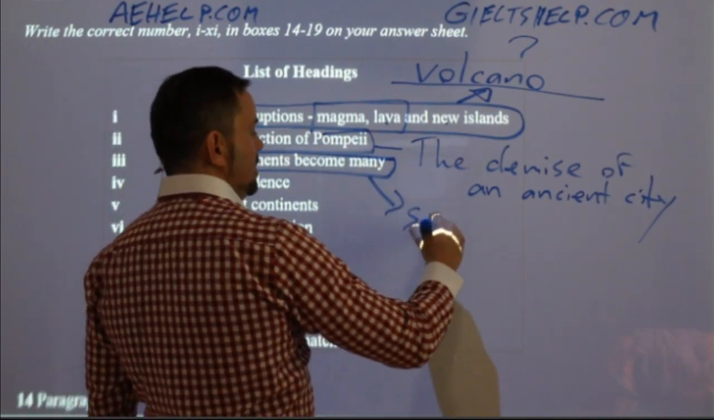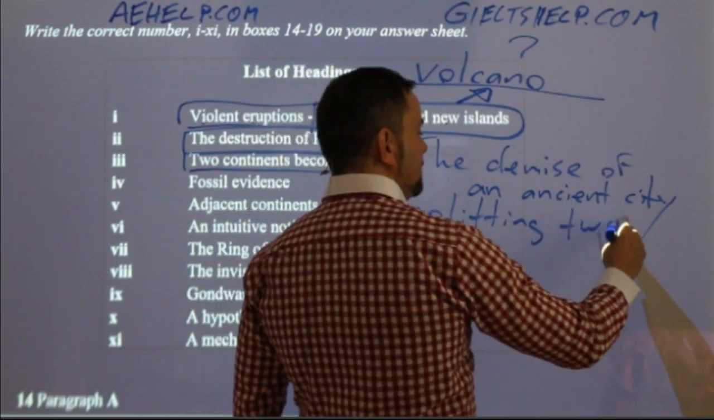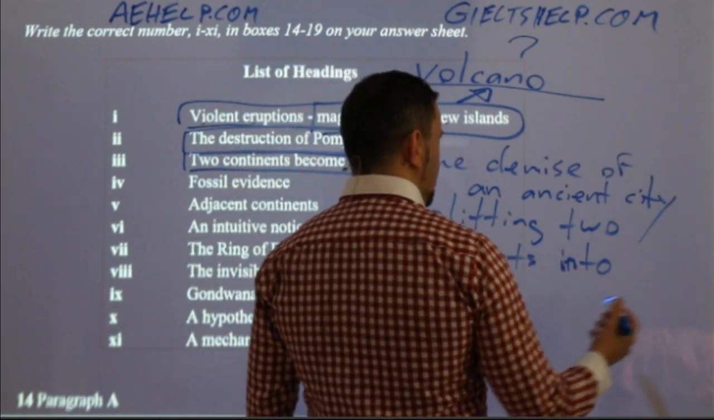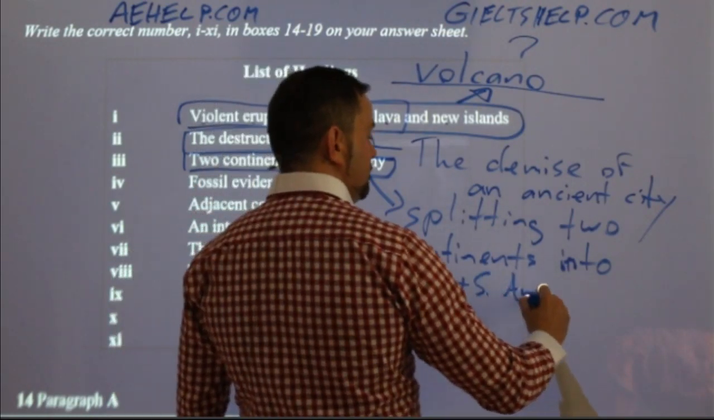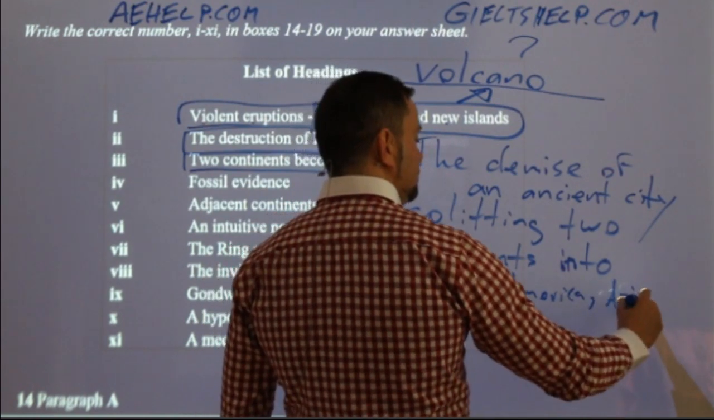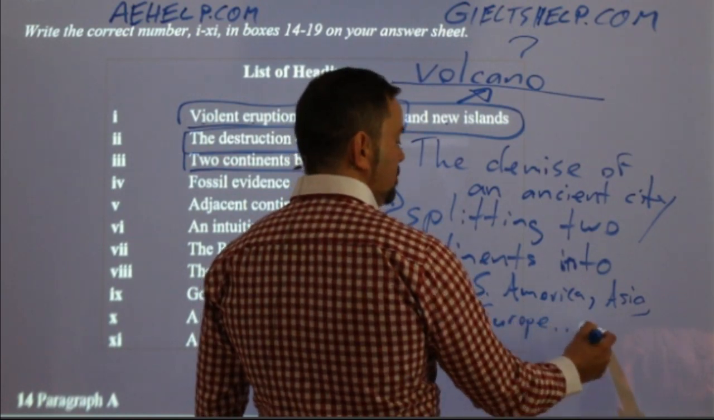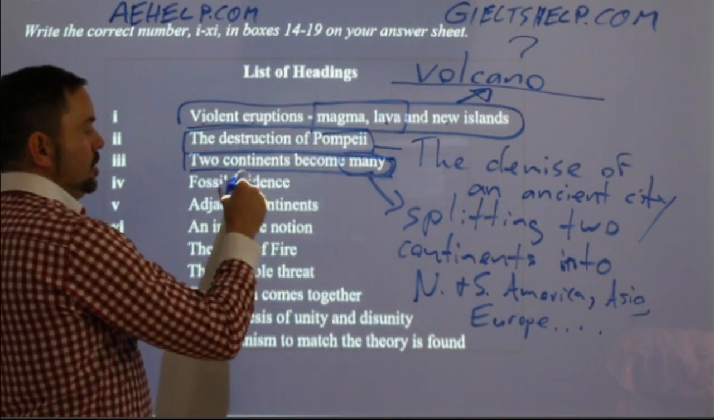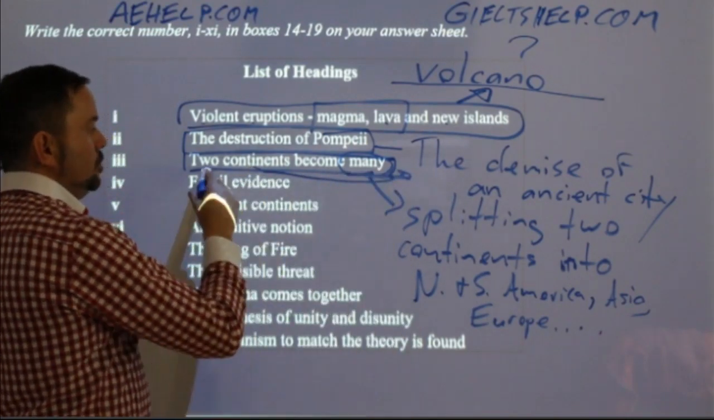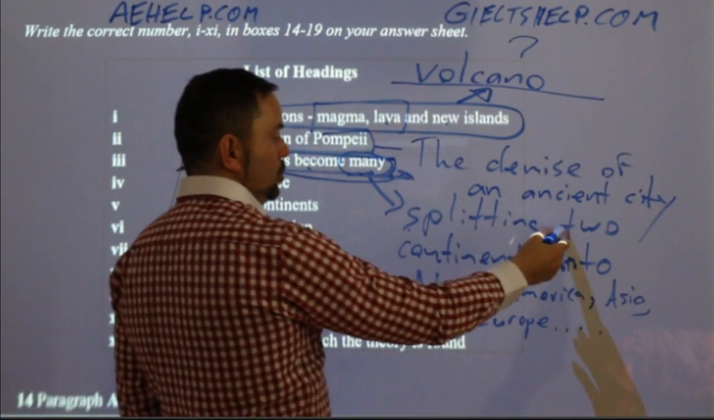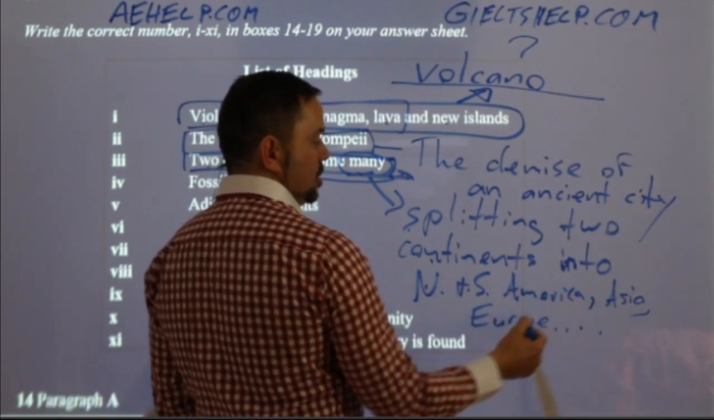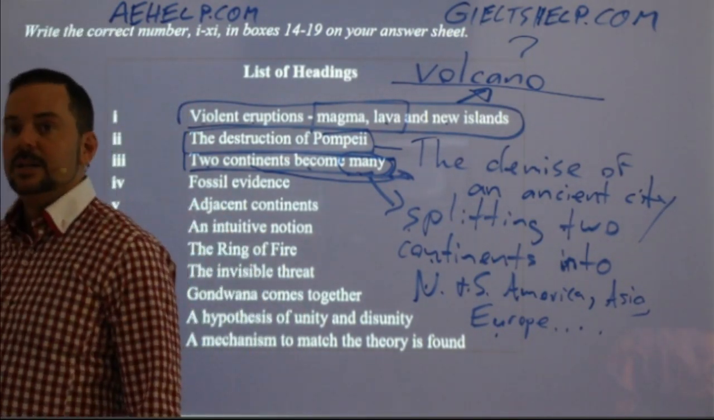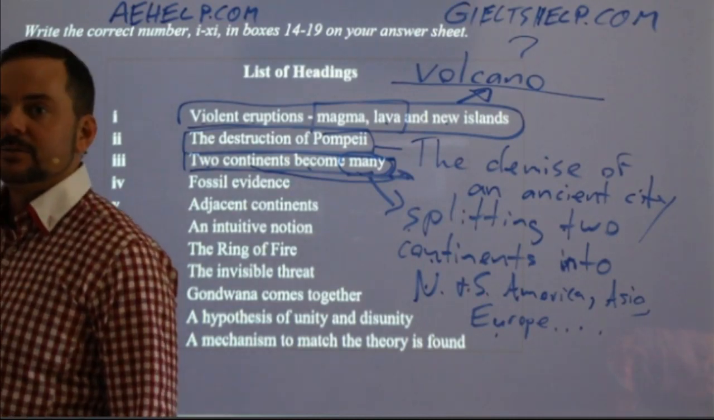So you might say something like splitting two continents into, and maybe here we're doing a little bit of guessing, into North and South America, Asia, Europe. Those would be the many continents, right? Because when you have the word many finish a phrase, it usually means it's a repeat of that noun. So two continents become many continents. Splitting two supercontinents into North, South America, Asia, Europe, Australia, Africa, Antarctica. Okay, so that's how I would paraphrase that. Again, practice accurate paraphrasing.